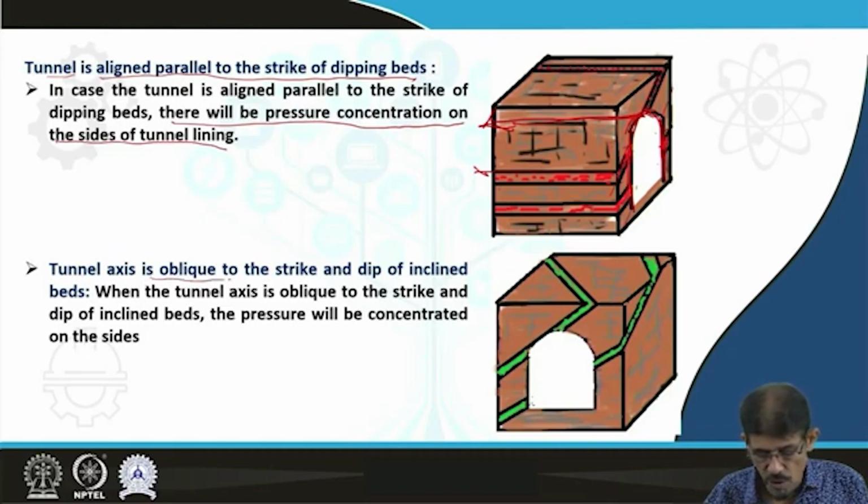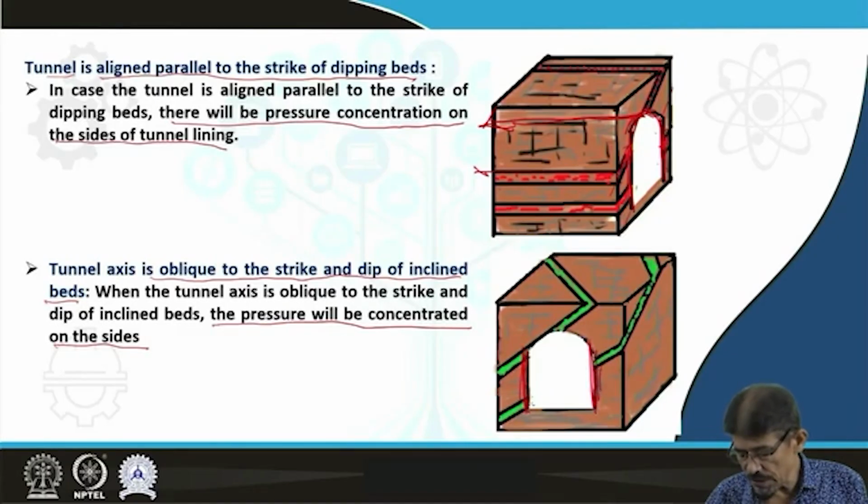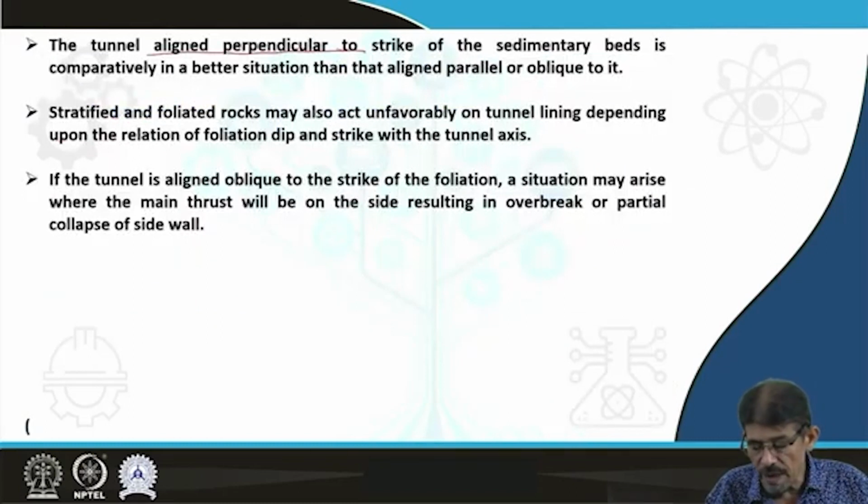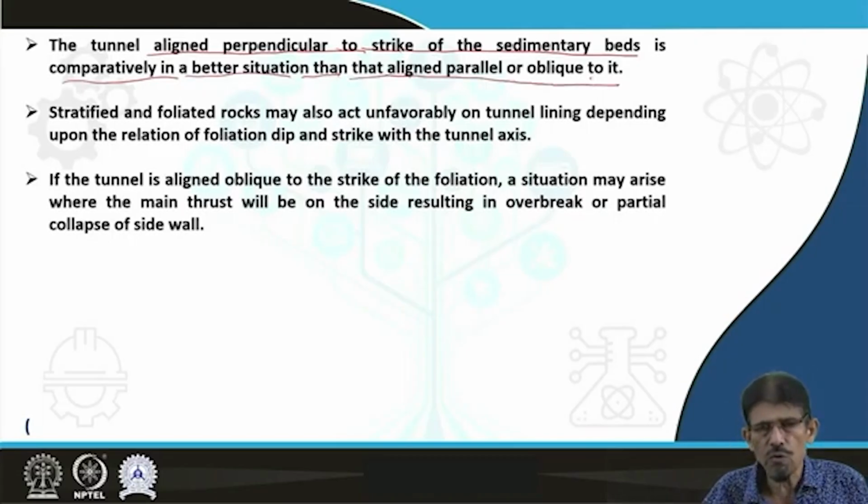However, if the tunnel axis is oblique to the strike and dip of an inclined bed, then what happens? The pressure will be concentrated on the sides. The sides experience higher stress conditions and may create some bulging in this zone, and are responsible for the movement of detached material from the walls inside the tunnels. The tunnel aligned perpendicular to the strike of a sedimentary bed is comparatively a better situation than one aligned parallel or oblique to it, due to the strength response of rock strata containing bedding of such nature.